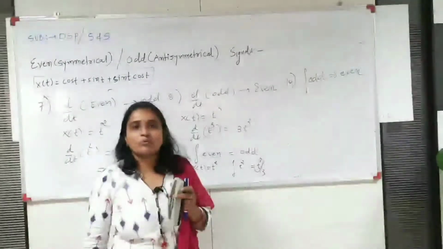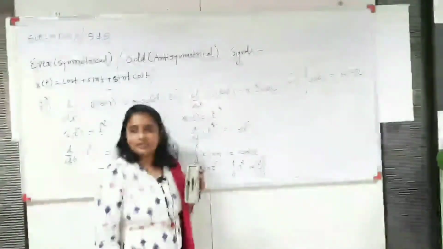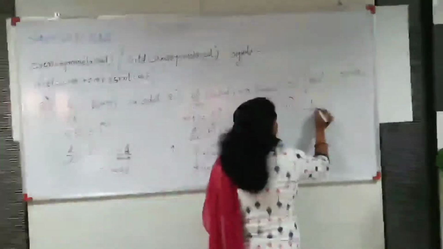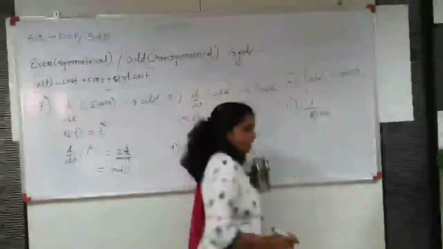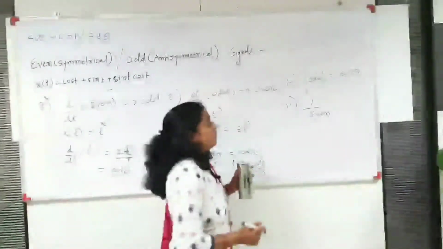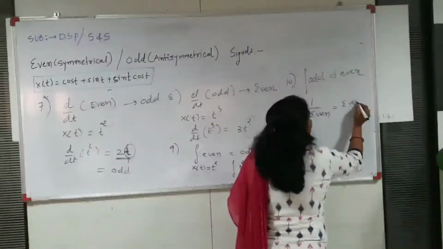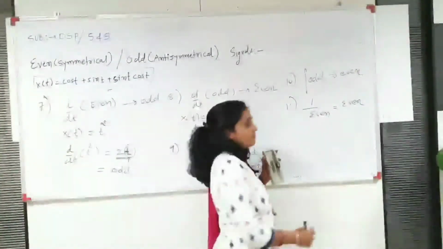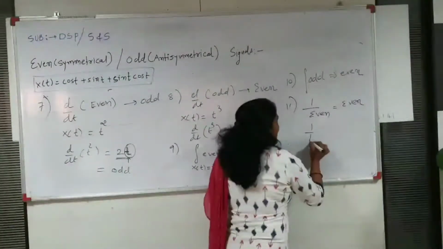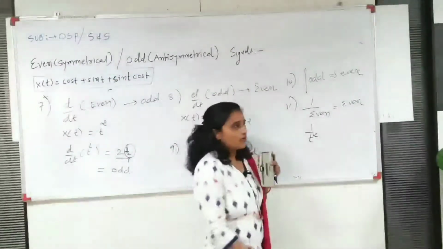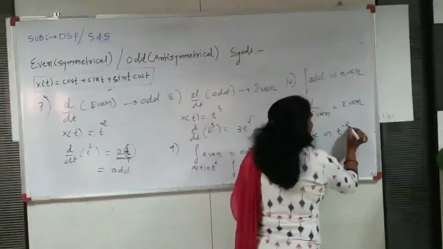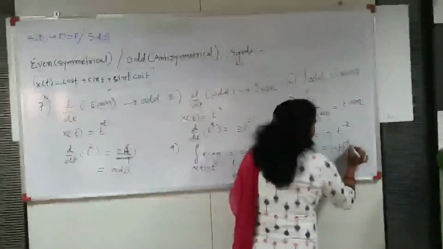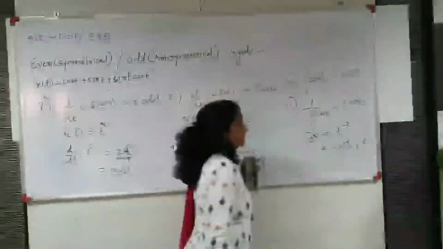So this is the tenth property of even and odd signals, and the eleventh property is 1 upon even. If 1 upon an even signal is given, then it is always an even signal. Now how? 1 upon even is equal to even. Let's take one more example, 1 upon t square. It becomes t raised to minus 2, and if I put minus t in place of t, it always becomes the same, t raised to minus 2.